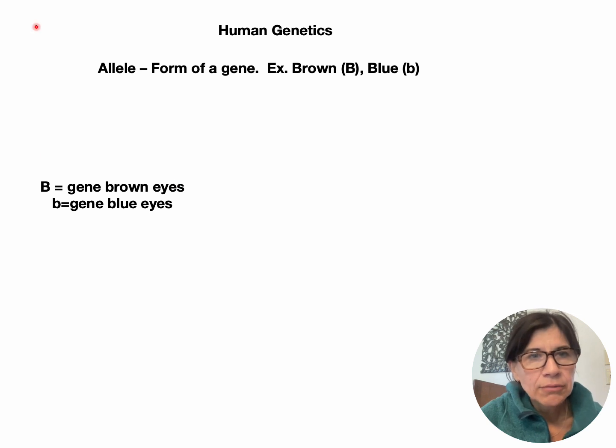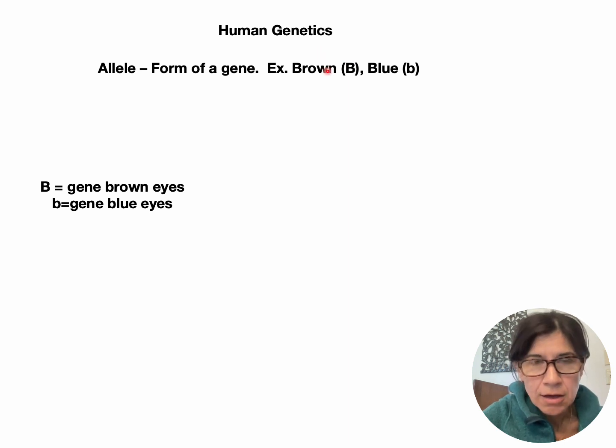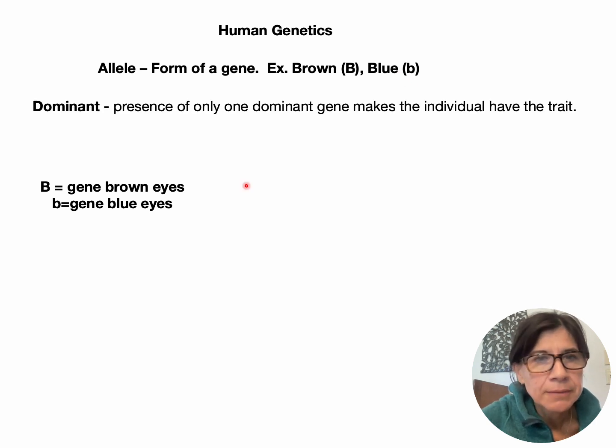Okay, so allele, we already said, is a form of a gene. Examples are brown or blue, and we generally give it a single letter designation. So we're talking about one trait, eye color, so it's got to be the same letter. We're going to make the dominant one, the one that masks the other one, capital. So in this case, big B. And the other one, recessive, the one that gets overpowered, lowercase, little b.